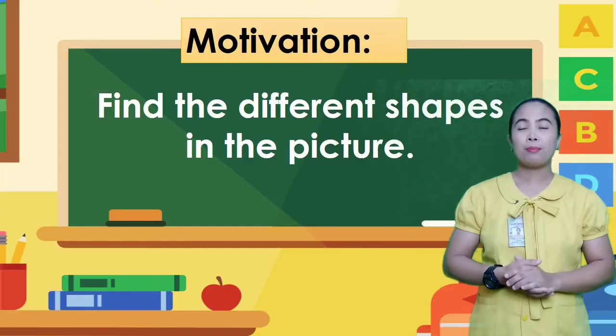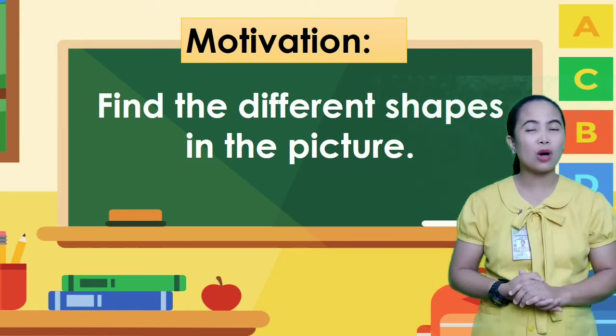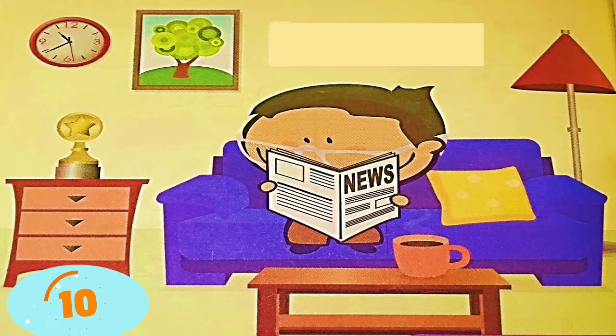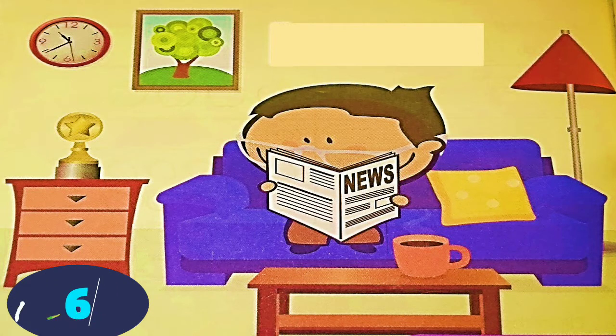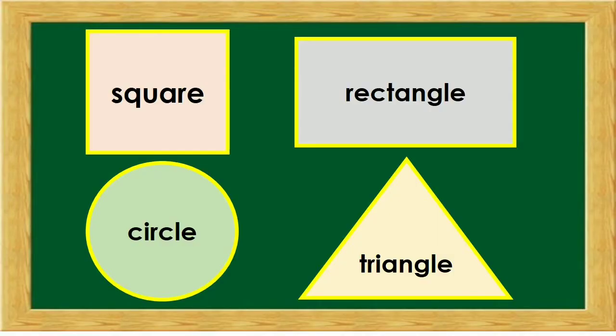Hep hep! Hooray! Before we proceed to our lesson, let's try to find out the different shapes in the picture. Are you ready, children? Yes, teacher! Teacher, the different shapes are square, rectangle, triangle, and circle.